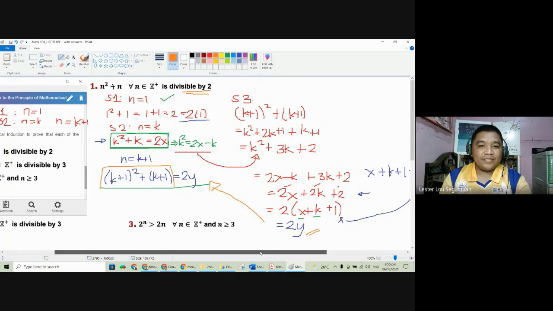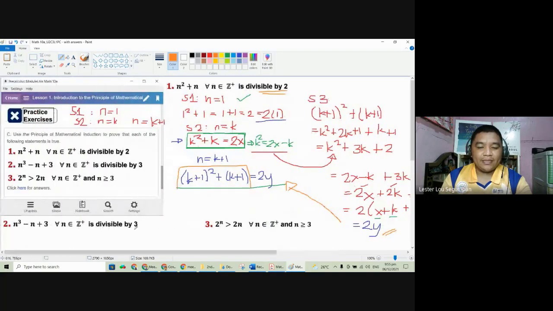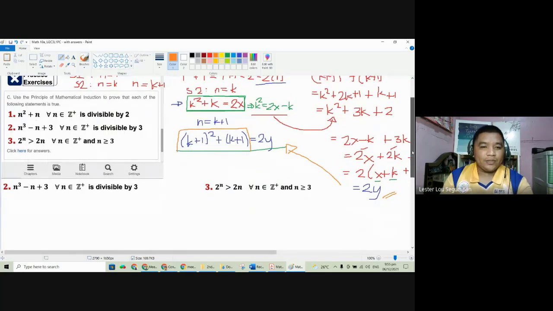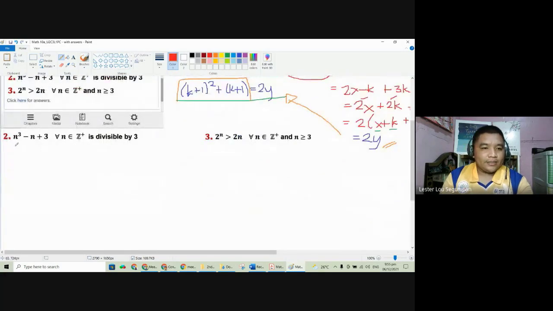Number 2 is still divisibility, but now it's divisibility by 3. So instead of 2x now, we can use 3x. But first, let us start with step 1. Step 1 is when n is equal to 1. And let's show if this is true. So you have 1 cubed minus 1 plus 3. 1 cubed is 1, minus 1, plus 3.